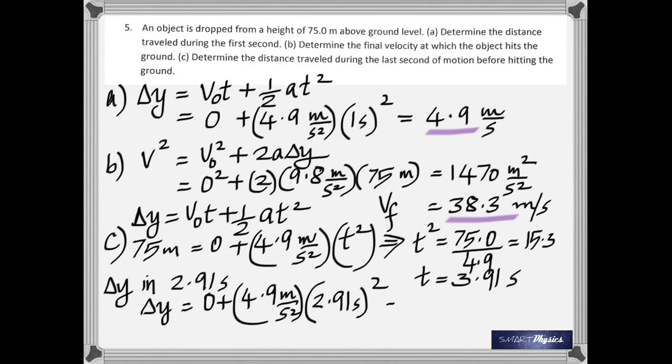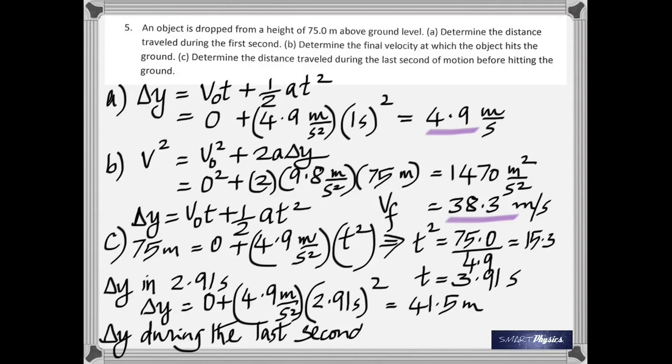Why are we finding the displacement in 2.91? Because if you take the difference, you will get the distance of displacement in the last second. So it is 75 minus 41.5 meter. You may not be able to see that clearly, so I'm going to say this. It's 33.5 meter.